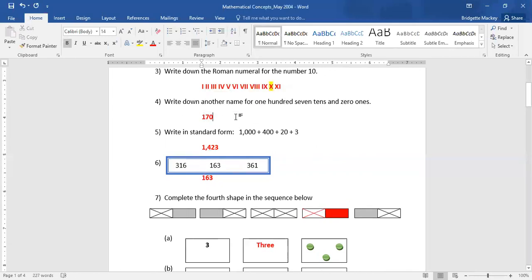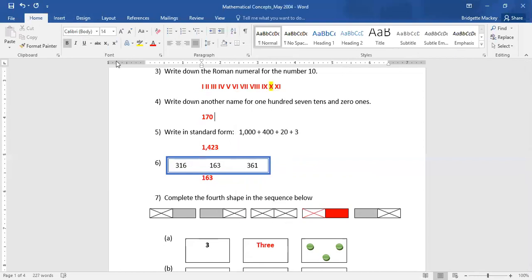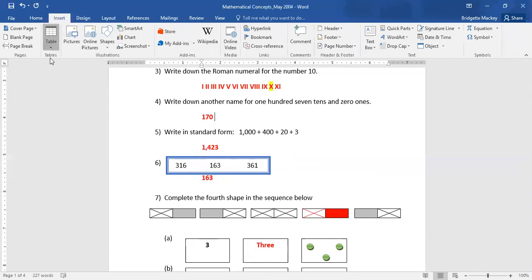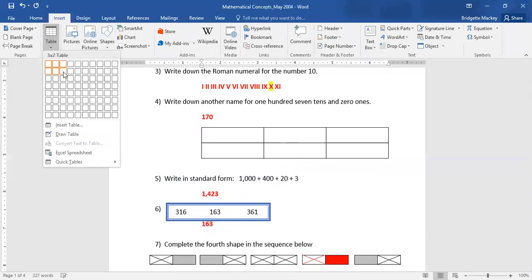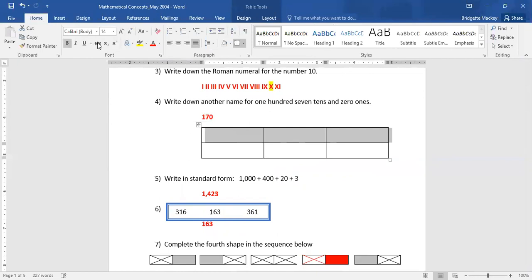We could have very well set this up as a table. And let's demonstrate that for our little friends. We'll insert a table. We'll just put 2 rows and 3 columns. So we want to center those. Let's center. There we go. So this would be our ones column. This would be our tens column. And this would be our hundreds column.